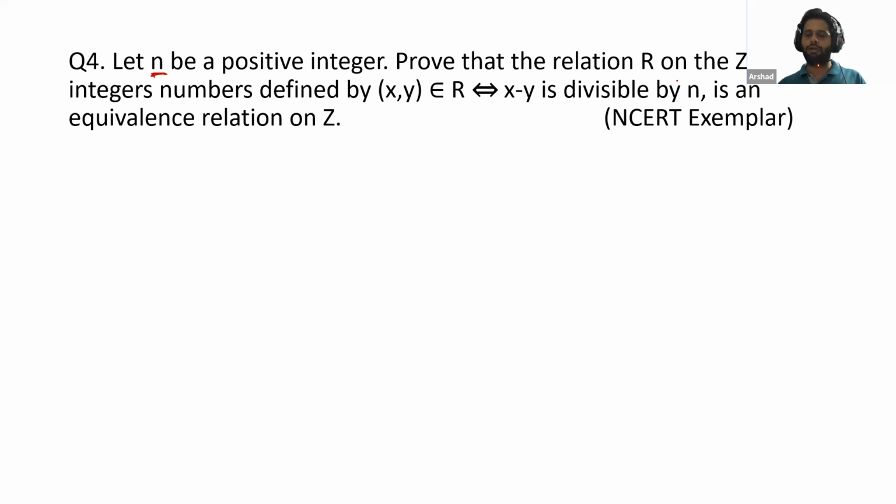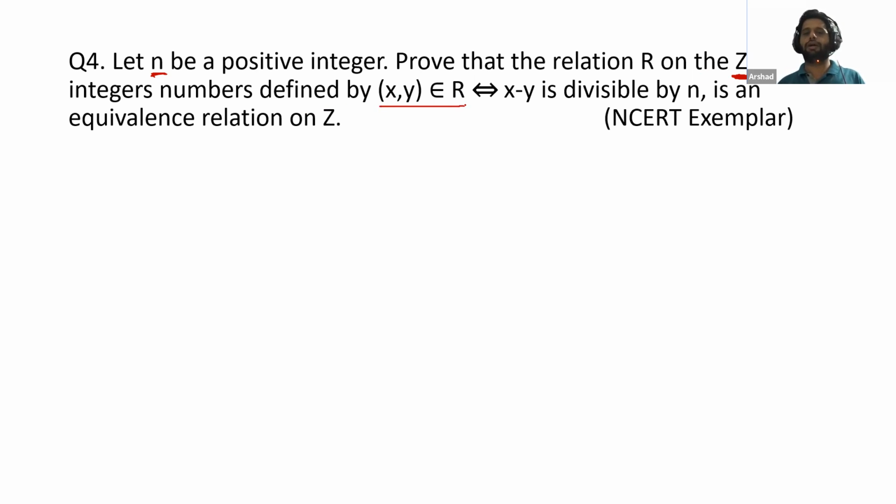Now n is a positive integer. Prove that the relation R on the set Z. Z means, can anyone tell me what this Z represents? Integers. Okay, so this relation is on the integers. So the set is all integer numbers, defined by this one.